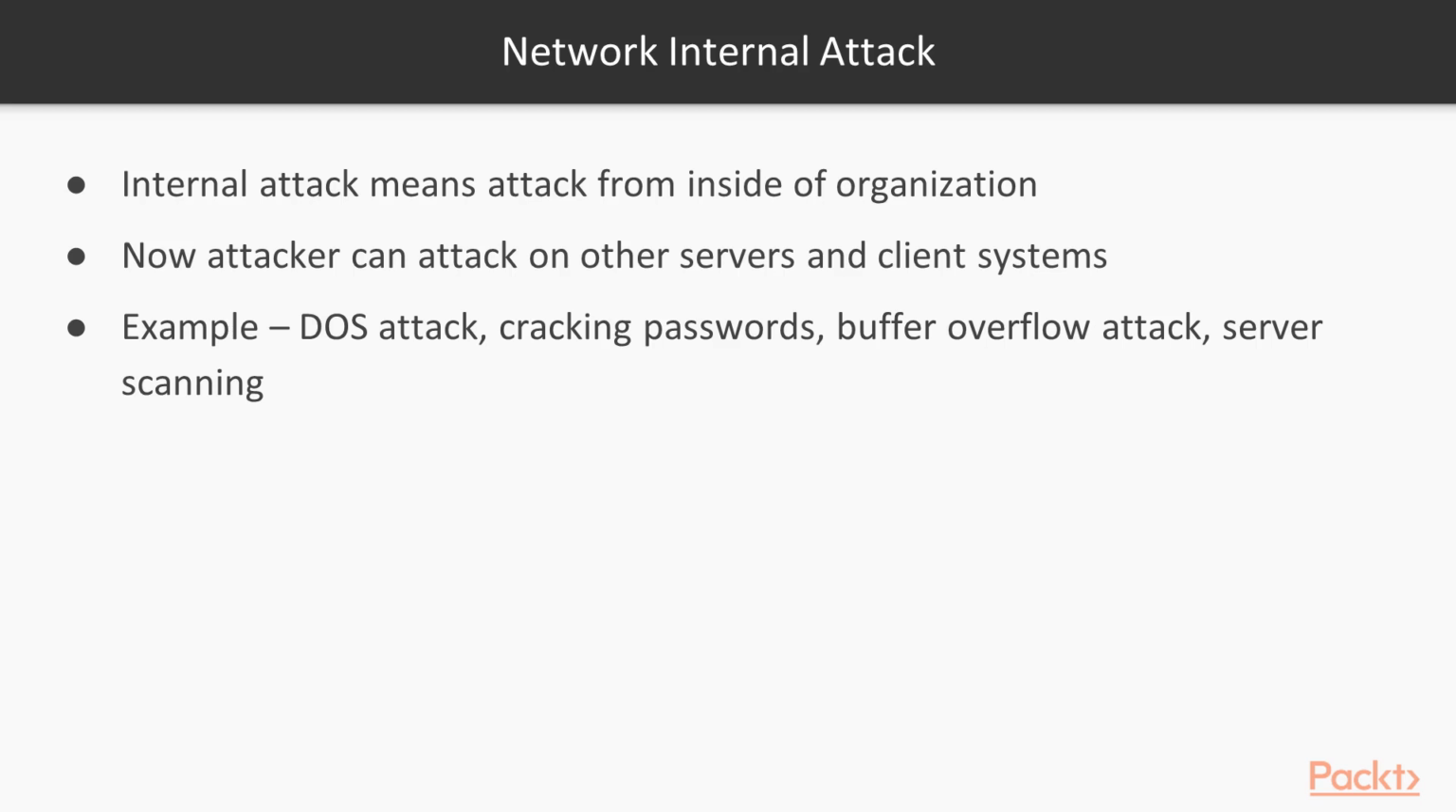So what are the examples? Examples are DDoS attack, which is also called flooding inside the network. Cracking passwords: you can perform brute force attack or password cracking on protocols like file transfer protocol, secure shell, telnet. Various kinds of protocols are available inside network. You can perform buffer overflow attack. Buffer overflow attack is basically when you don't have enough resources but you are trying to insert more and more data. And server scanning: you can also scan your entire server if you are inside the network, gather vulnerabilities and then exploit the server services. So this is about network internal attack.